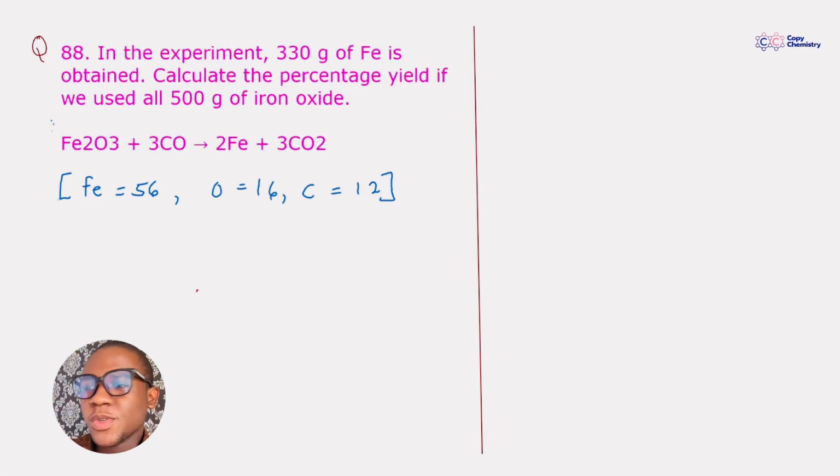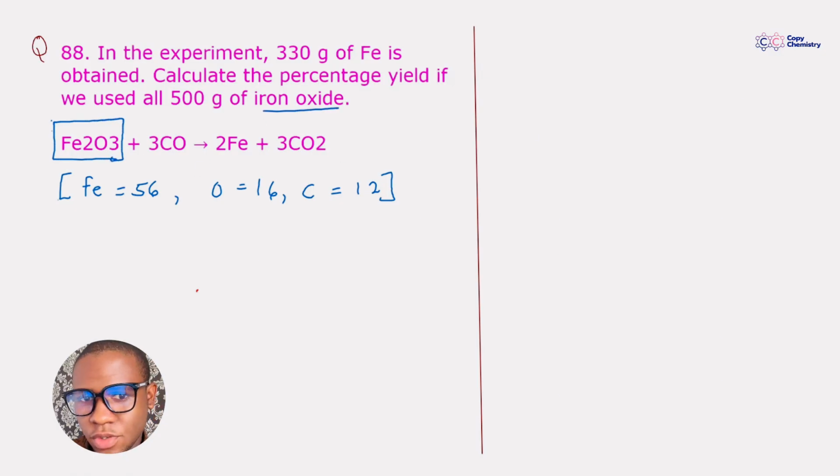Hi, so this is question 88 on stoichiometry. In the experiment, 330 grams of iron is obtained. Calculate the percentage yield if we used all 500 grams of iron oxide. Okay, so this is iron oxide here, or this is what they mean by iron oxide, this one.